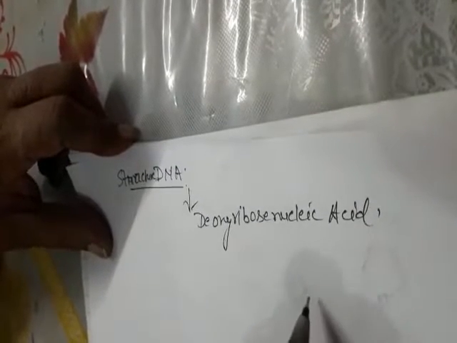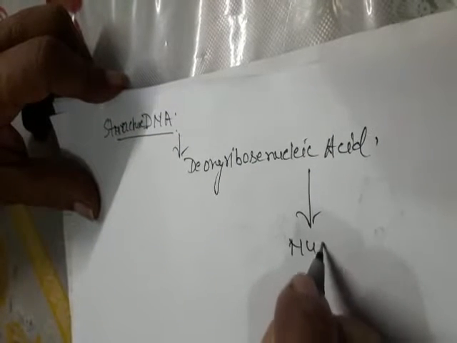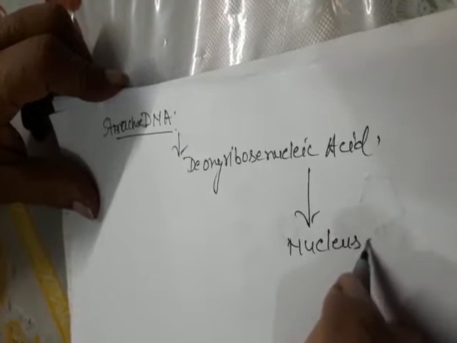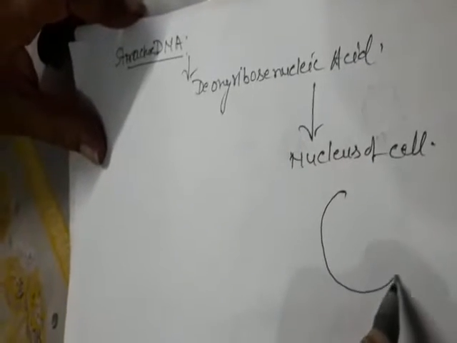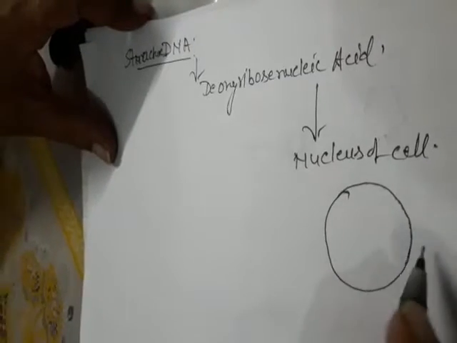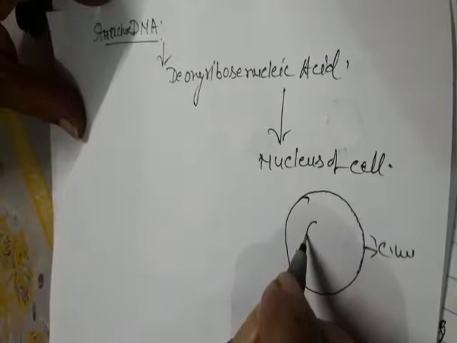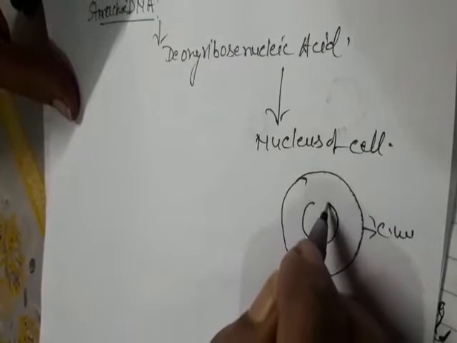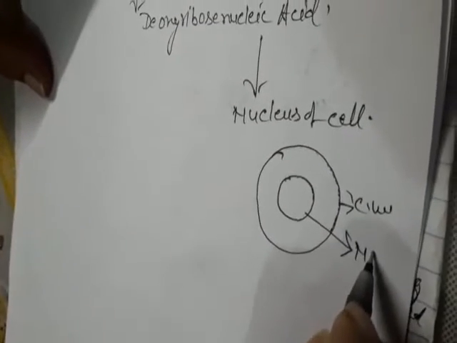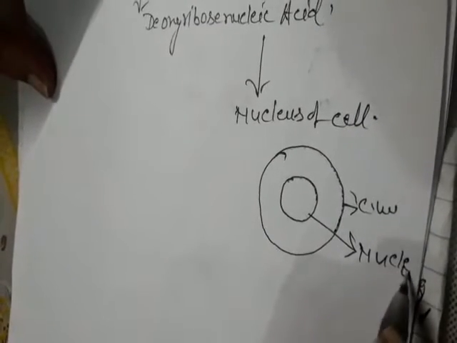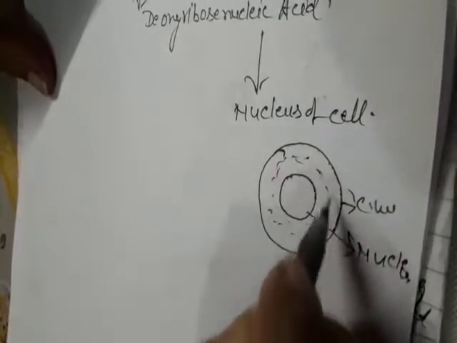DNA is present in the nucleus of a cell. Structure of a cell: cell wall. In the center there is a dense mass structure, which is known as the nucleus. And this portion is the cytoplasm.